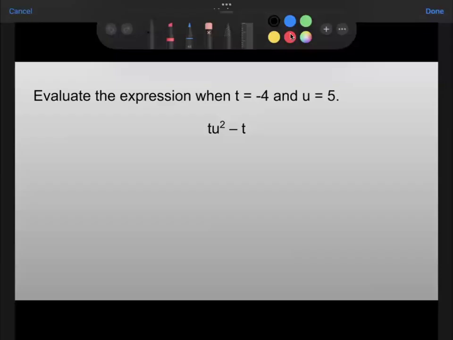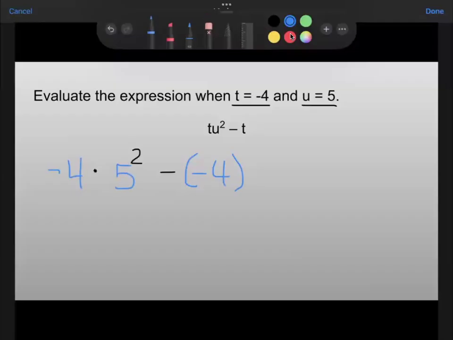Okay, here is our last practice problem for today's video. We're going to evaluate the expression when t is equal to negative 4 and u is equal to 5. So I'm going to go ahead and take our expression, which is t times u squared minus t, and just rewrite that out. That's t times u to the second power minus t. So I'm going to go ahead and replace t with negative 4. So that means I replace this with negative 4, and I have to replace this t with negative 4. Okay, now I'm going to go ahead and replace u with 5. So I'm going to erase u and replace it with 5.